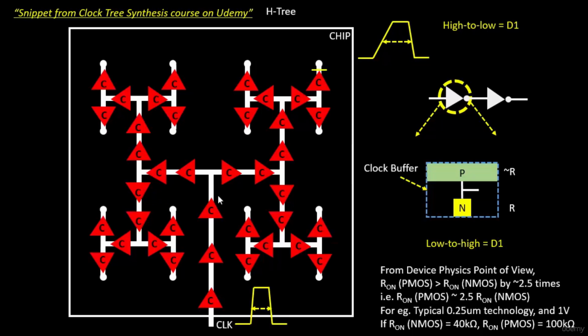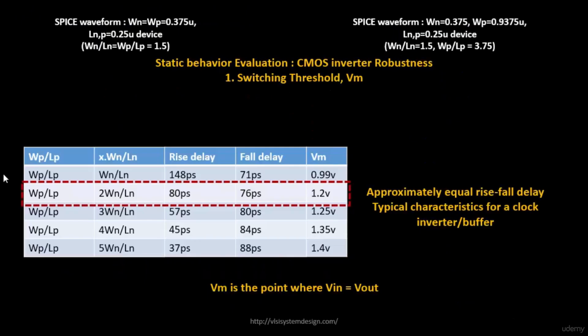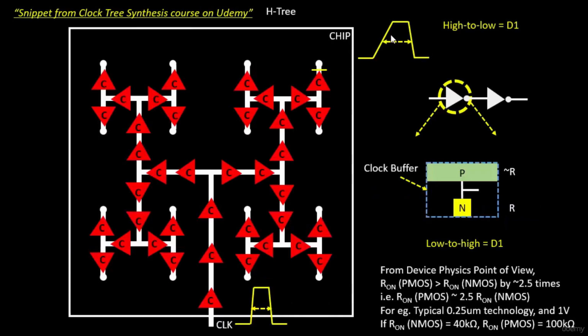Had these been regular buffers, or buffers taken from the other sets, not from this one, where WP is equal to WN, or WP equal to thrice WN or 4 times WN, the waveform would have looked something like this. Your rise time and fall time are different, and as a result your low to high delay and high to low delay are not the same. That's different. But in this case, the inverter that we have designed has a size in such a fashion that the rise delay is equal to the fall delay.